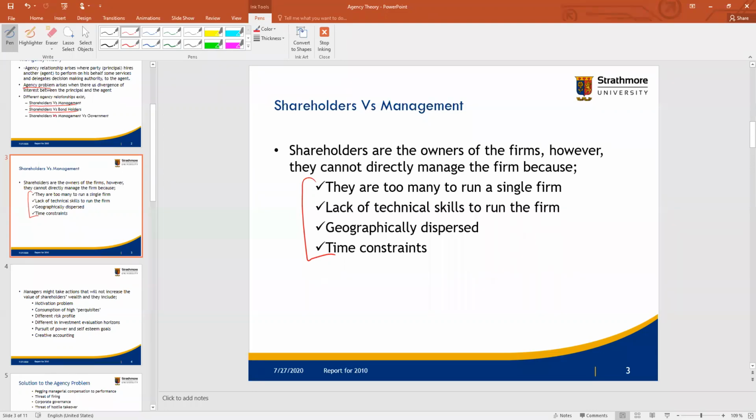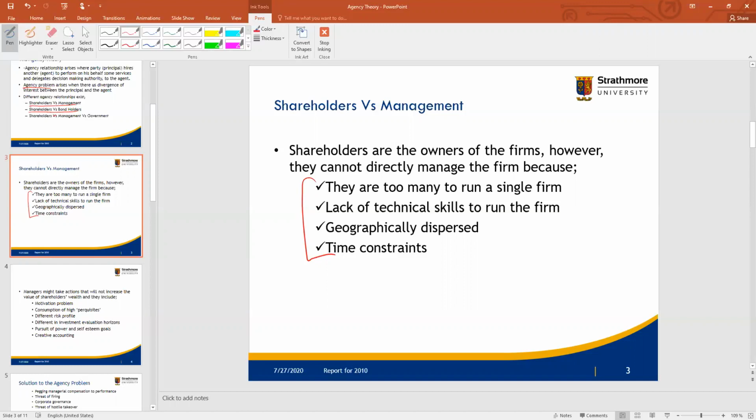Now, all these factors imply that as shareholders, you need to appoint managers. You need to appoint agents who are going to be running your company. However, don't forget, you appoint these agents with the aim of ensuring the objective you formed the firm for. Why do you form this firm? To maximize my wealth, to increase my profit. So that is what the agents are meant to pursue. They are meant to pursue your interest as the shareholder.